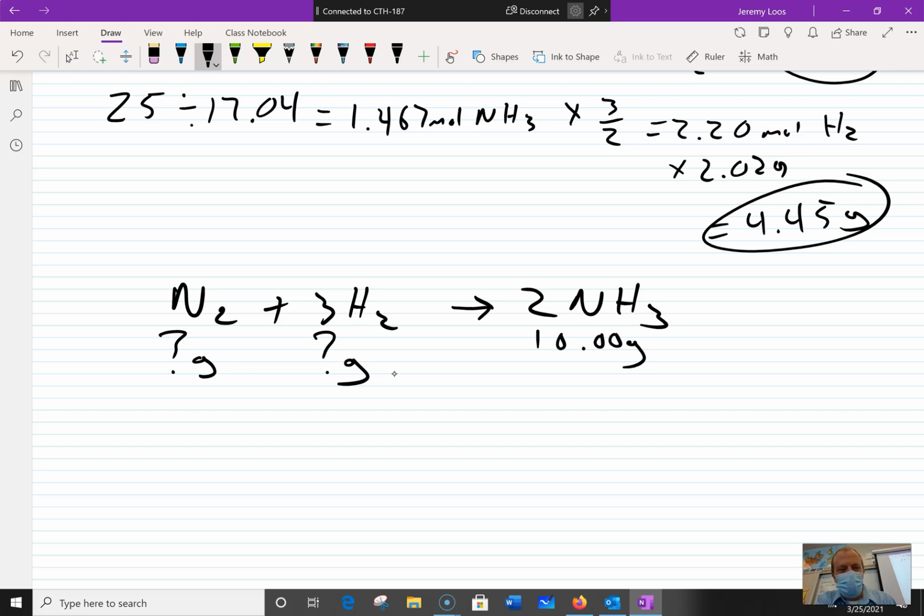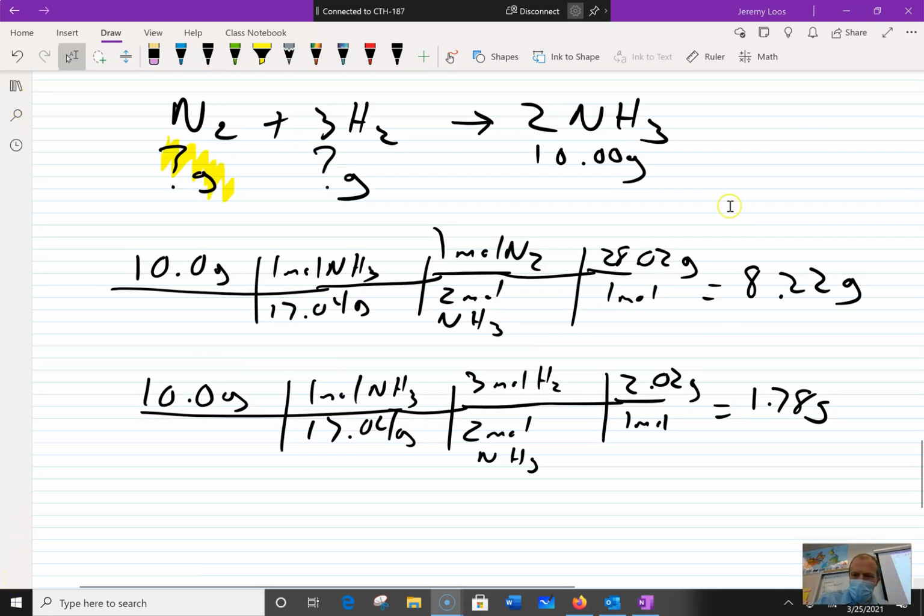It doesn't matter which one you pick to find first. Maybe you're going to find the nitrogen first. So it's a gram-to-gram problem with nitrogen. And then from there, you can find the hydrogen in a completely separate thing. Okay, so there is one way to do it, kind of a shortcut type way, but you have to do the stoichiometry completely twice. Okay, so I'm going to have you try this. Just pick one to start. You can start by finding the hydrogen first. Just ignore the nitrogen for the moment, or vice versa. It doesn't matter.